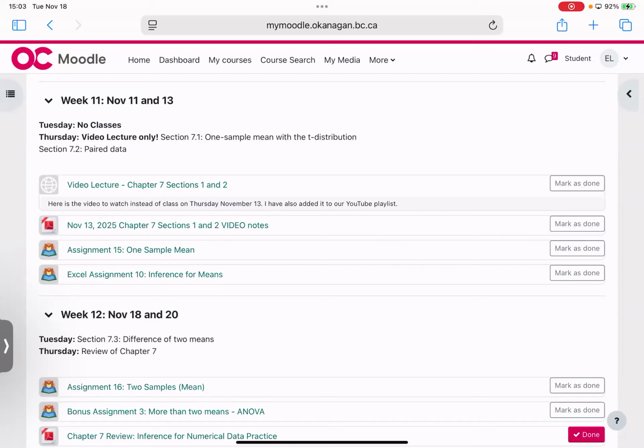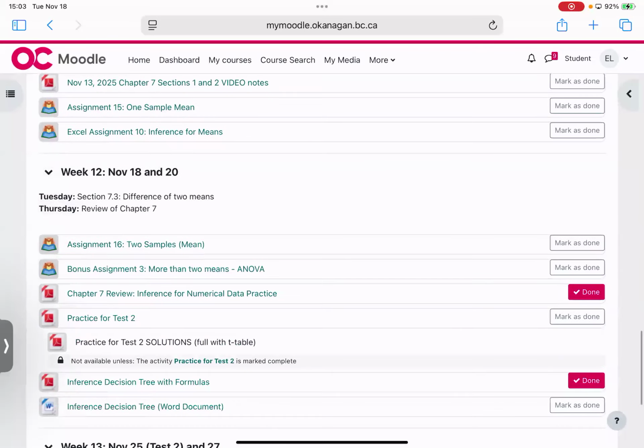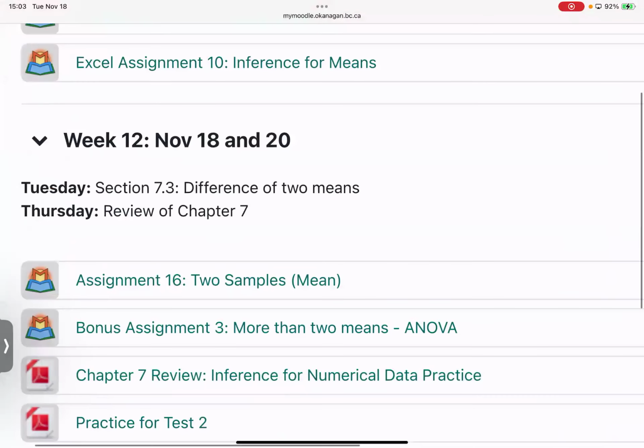Assignment 15 and Excel assignment 10 are the material that was in that video that I posted, chapter 7, sections 1 and 2. We'll do a review, of course. But what I want to do today is section 7.3, which is kind of the biggest mumbo jumbo in chapter 7, the difference of two means. And then we'll have seen all the materials.